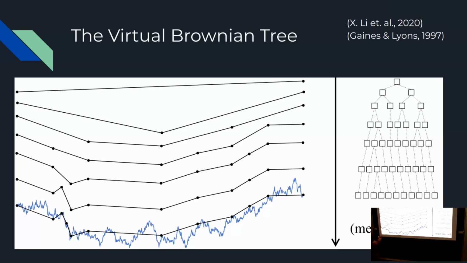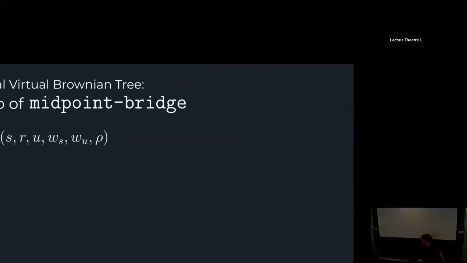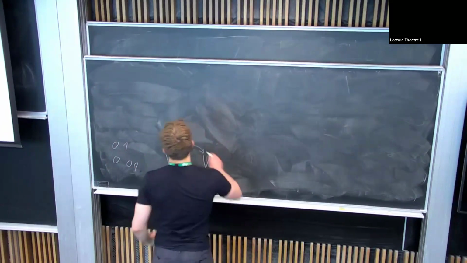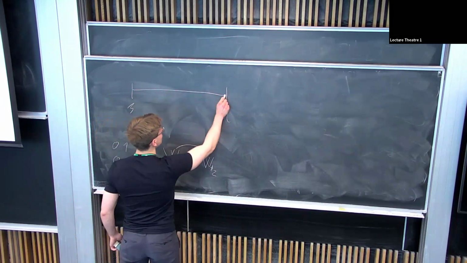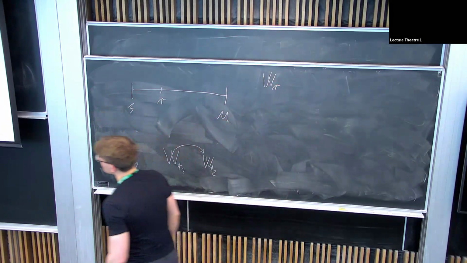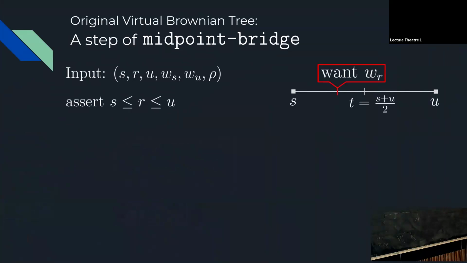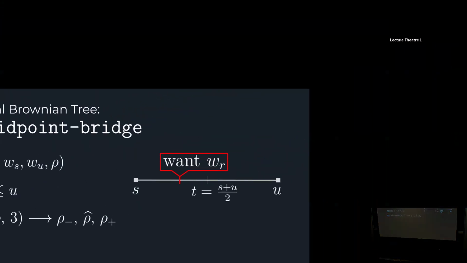Now this is a very simplified version. But what we do is, in each step, you have your 2 points S and U, and you know that somewhere between these two there's some R, and you are trying to sample WR. So yeah, you want to sample WR, and you were also provided with some random seed rho.